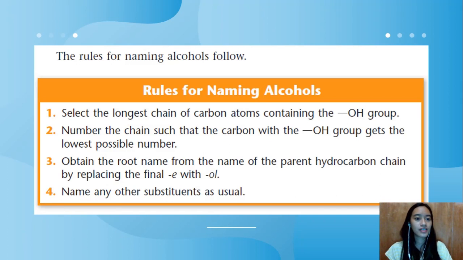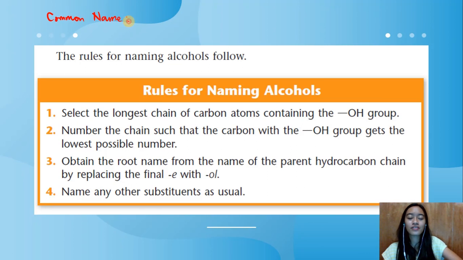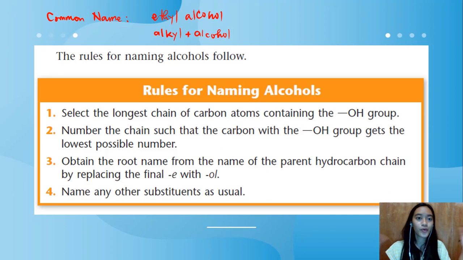Now let's go to the rules. First, we have the common name and the IUPAC systematic name. For the common name, I wasn't able to write it in the PowerPoint, but the example is ethyl alcohol. The common name is that you write the alkyl parent name with the additional word alcohol. That's simple: ethyl alcohol, methyl alcohol, isopropyl alcohol.